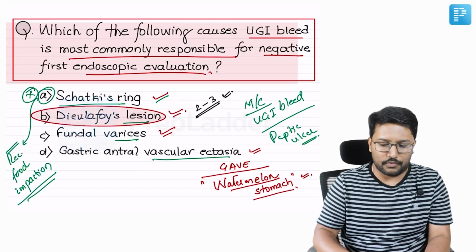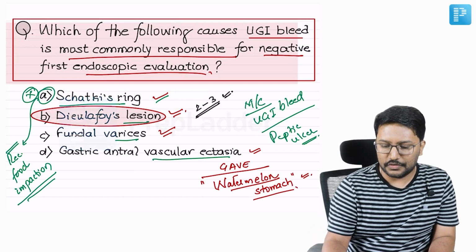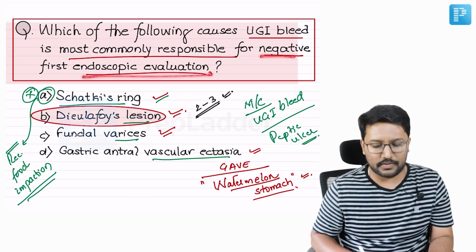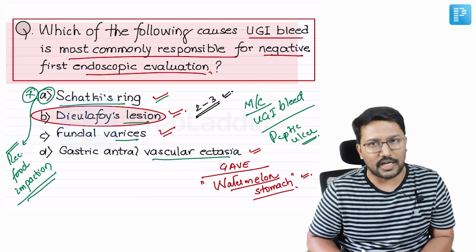So that's why, for this question, which of the following causes of upper GI bleed is the most common reason for negative first endoscopic evaluation? Obviously, the answer is B, Dieulafoy's lesion.